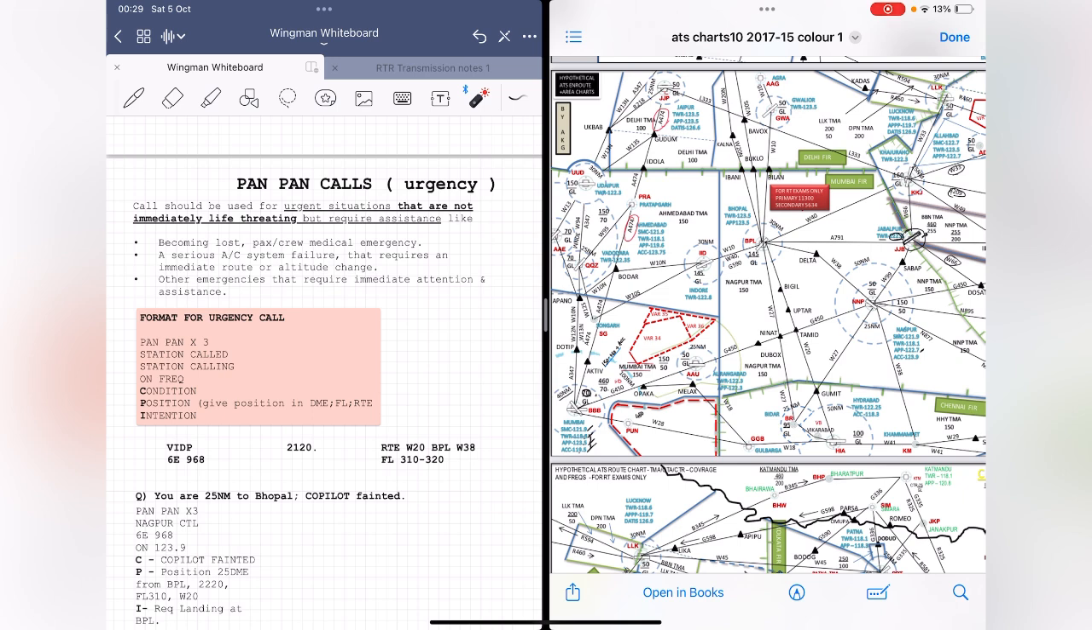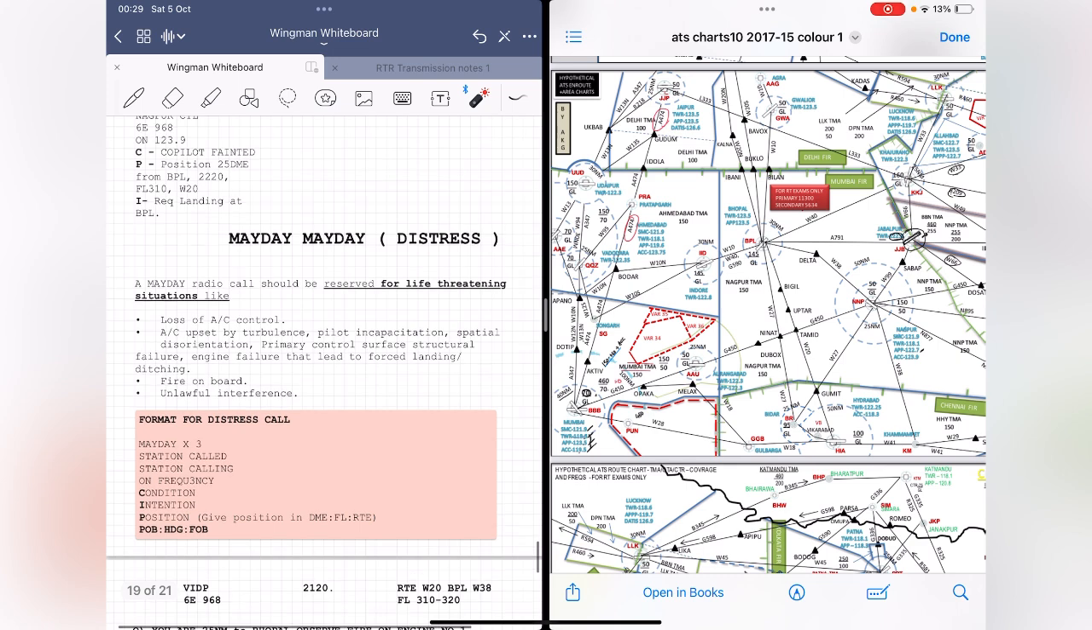Then you have something that's known as a distress situation. Distress situations are those situations which are life-threatening. For example, loss of engine power, loss of aircraft control, loss of hydraulic power, airframe damages, falling off of a main landing gear, falling off of a door, turbulence, pilot incapacitation, spatial disorientation, primary control failure, fire on board, unlawful interference.